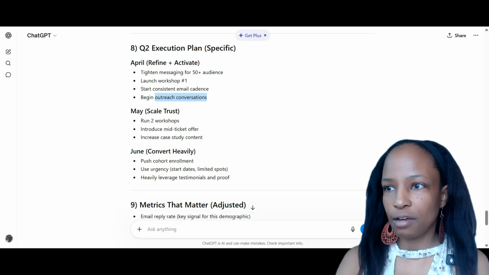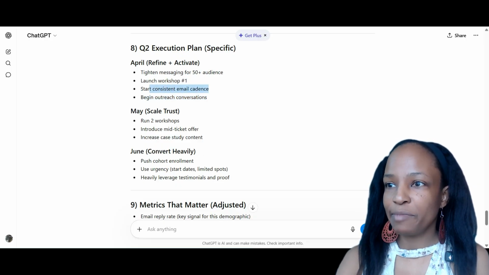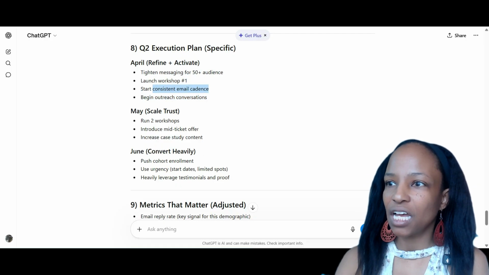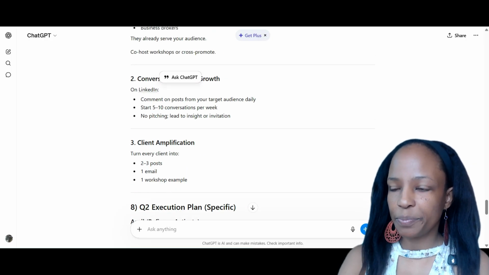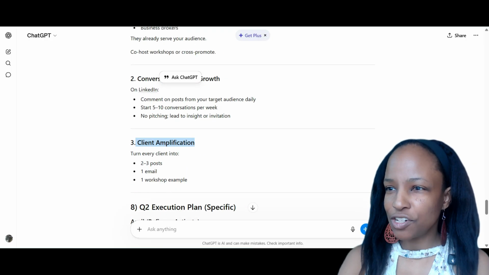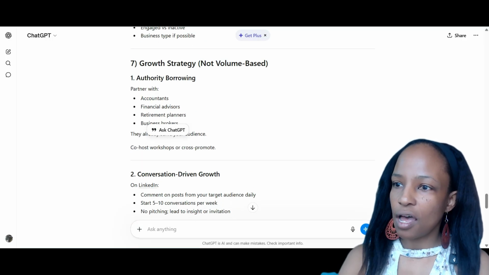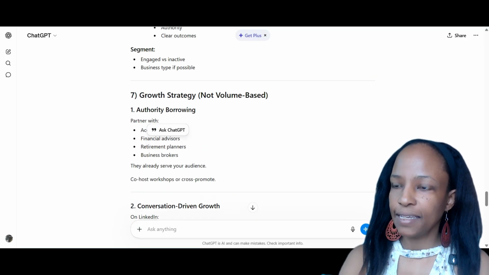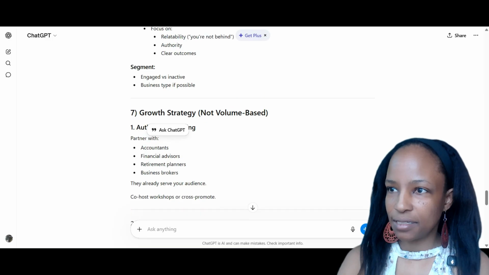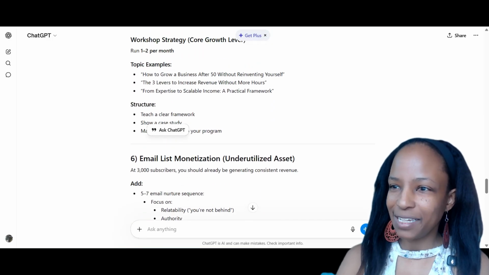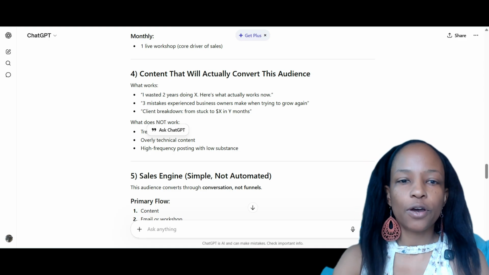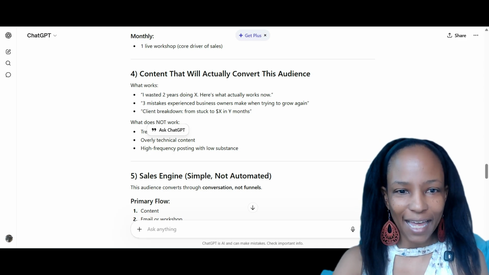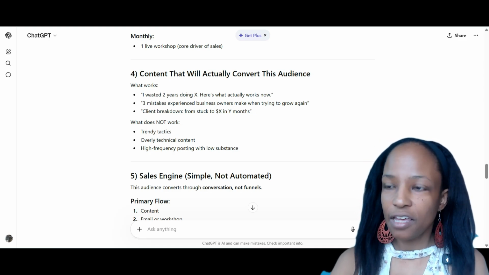So begin outreach conversations, consistent email cadence. What does that look like? It doesn't give you the cadence at all, really, for April. Client amplification, that's definitely bro coded. Authority borrowing, I guess that's okay. But yeah, this is a little less good than Claude. So all right, we kind of see a little bit of the trend slop.